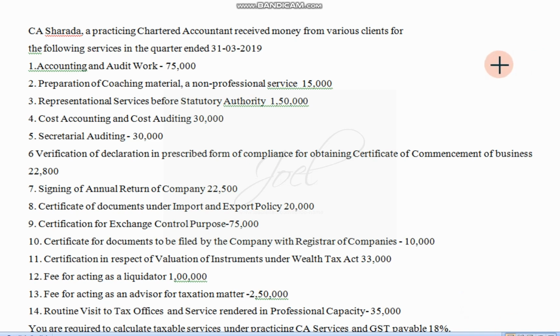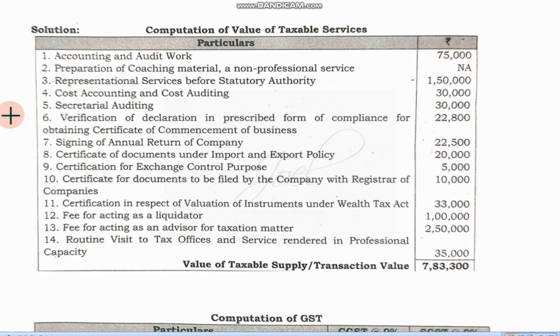We'll see the solution. Solution is very simple in the sense we are going to add all the items. Only one item we are going to deduct, that we are not going to consider because it is not added already. So we are not going to consider at all. That is coaching material preparation, a non-professional service. So this is our solution. So as I have told, all the items are added, all these are commercial items, auditing work, maybe anything like services given, various services, cost accounting, secretarial auditing, verification work, signing work, certification work. So all these items we are going to add.